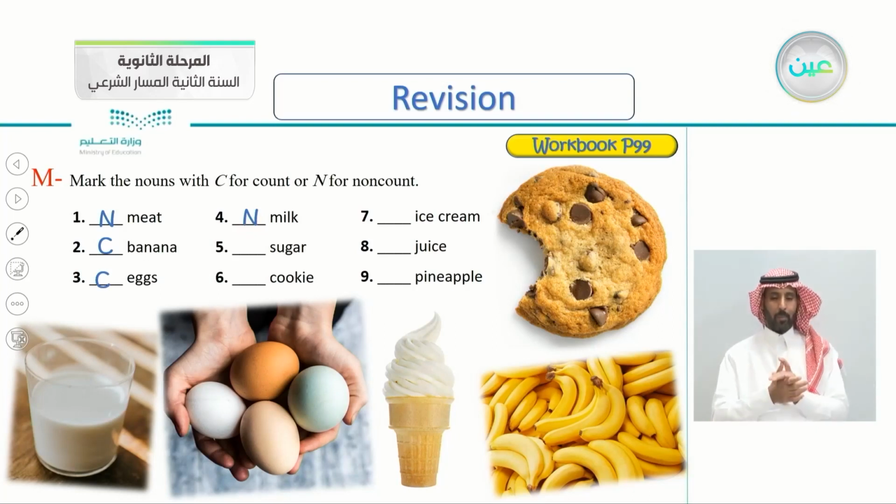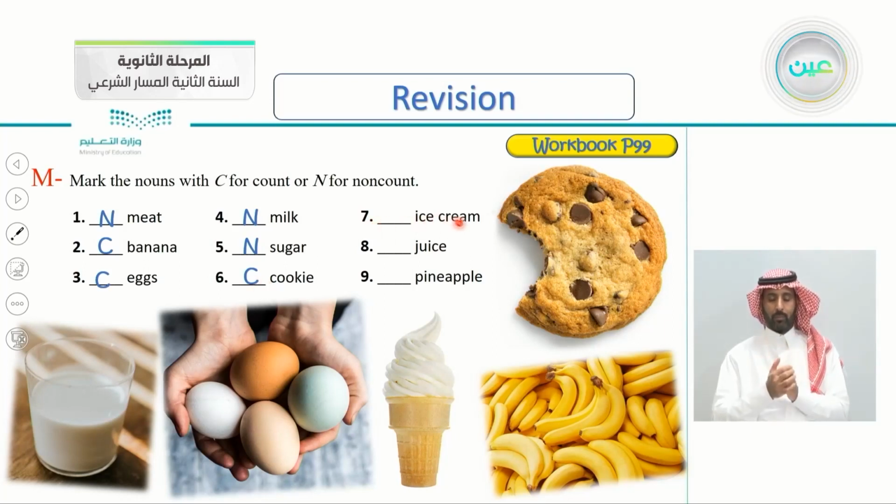What about sugar? Do we say 1 sugar, 2 sugars? No, of course. You can maybe say 1 cube of sugar, 2 cubes, and so on, or 1 spoon, but you can't count the sugar itself. What about cookie? So number 6 is C. C is for count, not cookie. You can count them. 1 cookie, 2 cookies, and so on.